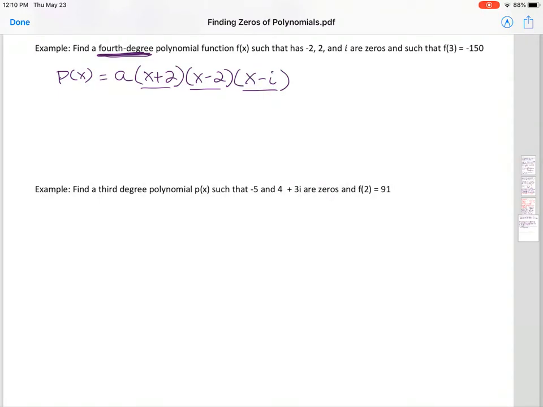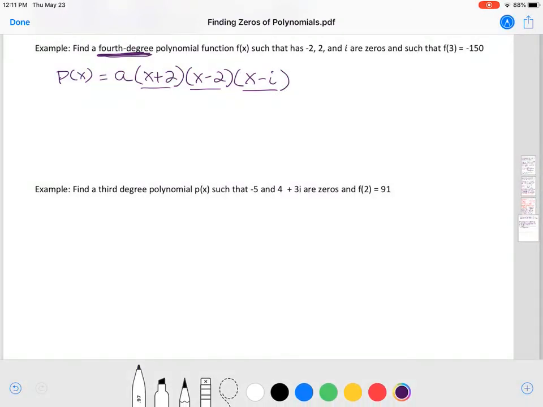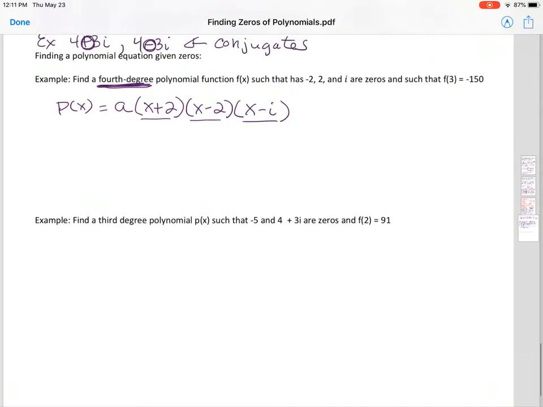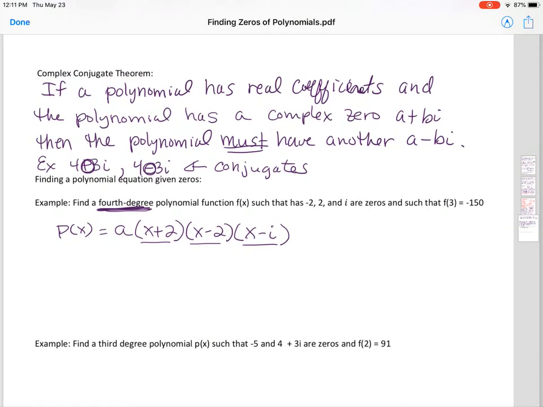So this is going back to the linear factorization theorem. If I have a fourth degree polynomial, I should have 4 linear factors. I only have 3 as of yet, but that is because we're missing a factor. If we go back up and look at our conjugate theorem, if we have a complex or an imaginary 0, it has to come in pairs. We have to flip the sign of that imaginary part, and that's also going to be a 0.